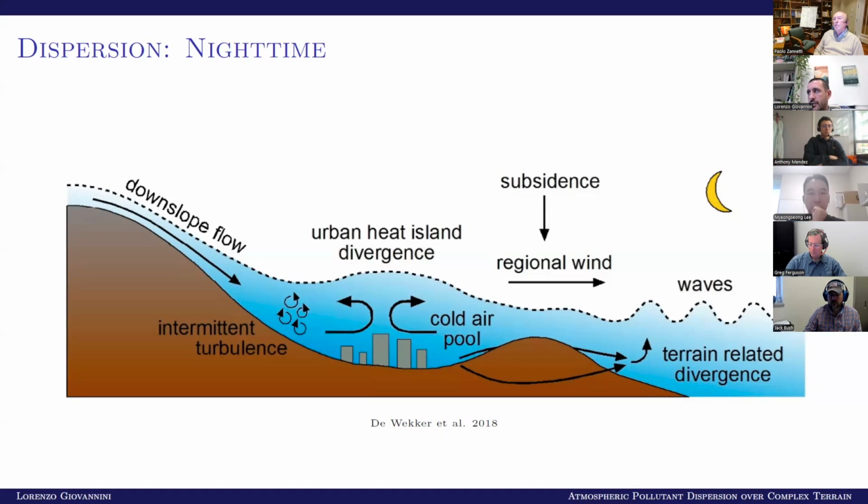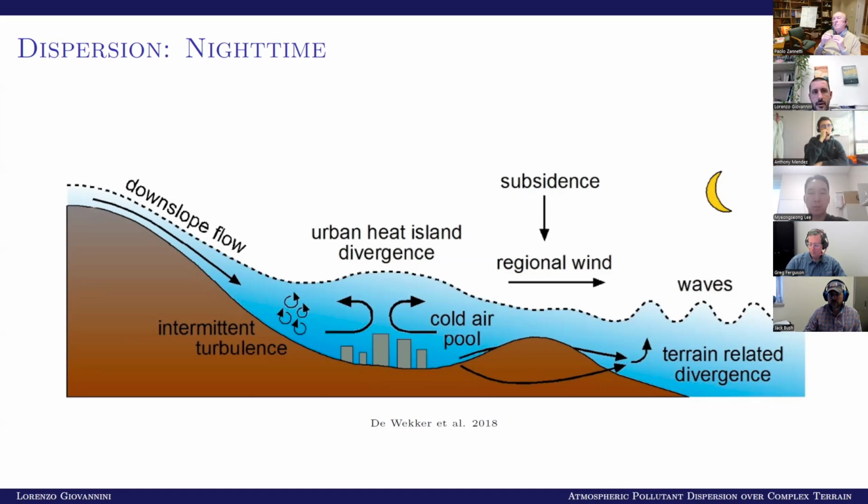And this interaction can encompass both mechanical effects, so for example, channeling of winds inside valleys and so on, but also thermal effects, because we will see later that in most cases in complex terrain, we have the development of the so-called thermally driven circulations, which are driven by thermal contrast between different parts of the valley or between different parts of the topography.